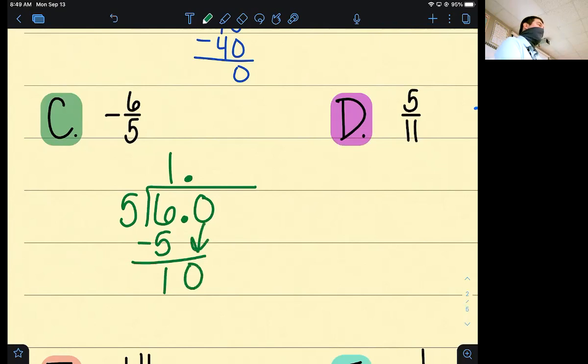5 goes into 10 how many times? 2. Was there anything in front of our fraction? What? A negative sign, exactly, that counts. So I put the negative sign in front of my 1. So negative 6/5 is the same as negative 1.2. Another way that you could get this one wrong is you could accidentally forget the negative.